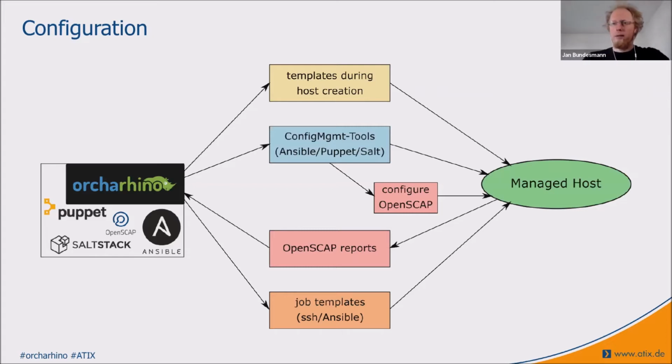They work slightly differently, those three tools. So Ansible is following more of a push approach. So it opens a connection to the host actively, while both Puppet and Salt have an agent running on the managed host, which queries the Orcharhino regularly. And all those three tools can be used for a lot of things, and also for installing OpenSCAP, which will be the topic of the demo later. And OpenSCAP is a compliance reporting tool, which also then runs regularly and sends compliance reports back to the Orcharhino.